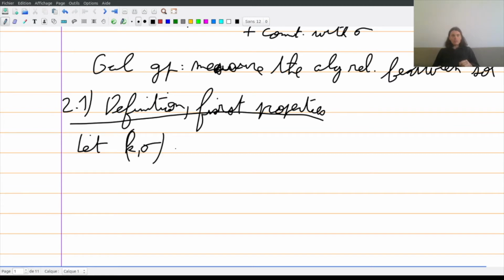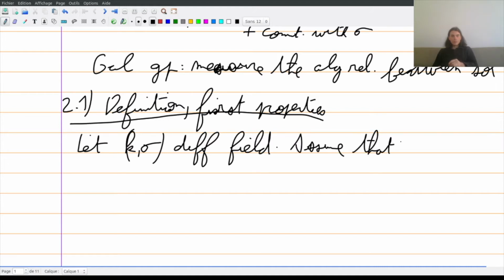So let (k, sigma) be a difference field as in the previous chapter, and assume that C, the field of constants, is algebraically closed. Okay? So let me assume that, so it's a good framework to have the Picard-Vessiot theory, because in that case there is a uniqueness of the Picard-Vessiot extension, and you will see that a lot of things work.